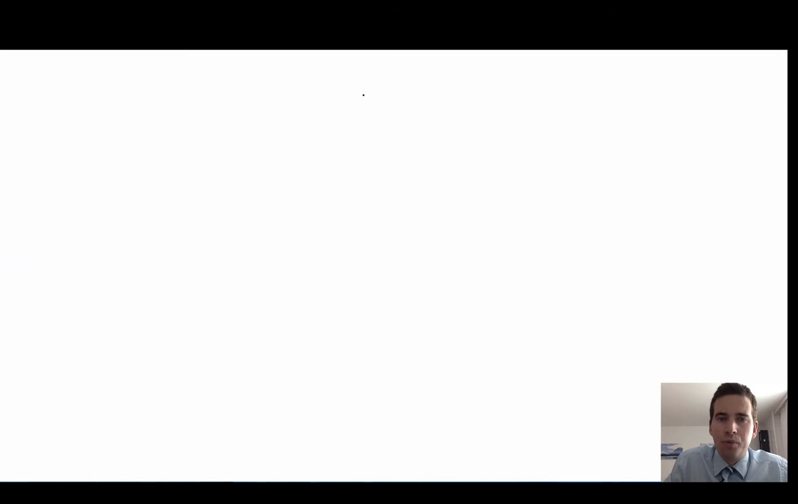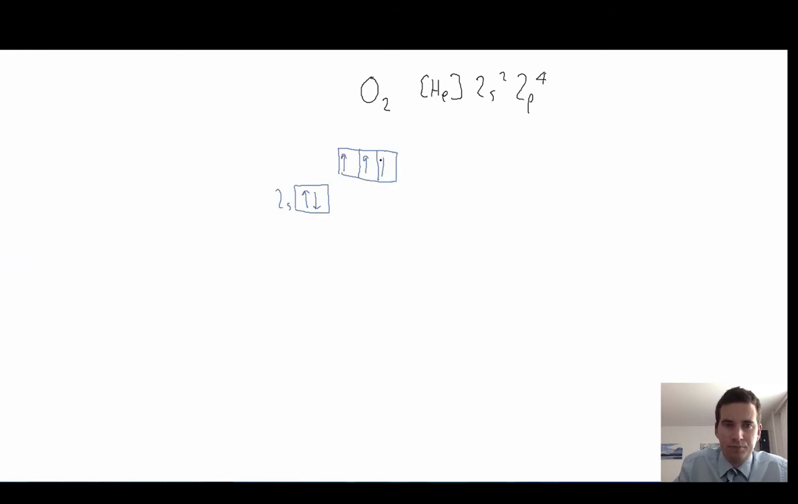Let's look at O2, oxygen. Now we've just seen the electronic configuration of oxygen is this. So I'll just quickly draw out again the orbital diagrams. Now with oxygen, there are 2 unpaired orbitals on each atom. So what we can do is pair up both of those orbitals. So in this case, we have 2 shared pairs. Therefore, there is a double bond in oxygen.